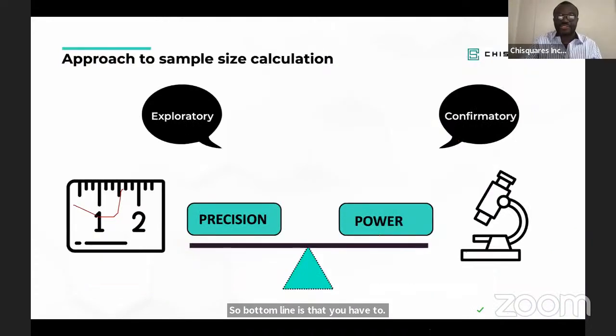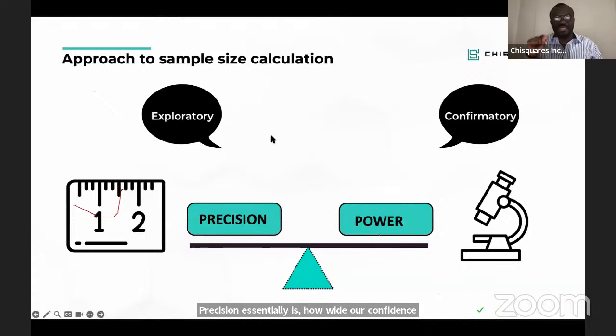And you also have to know how to calculate sample size for when your analysis is exploratory versus when it's confirmatory. Because when we're doing exploratory analysis, the most important thing we're concerned about is precision. Precision essentially is how narrow or how wide our confidence intervals are. That's what precision is.